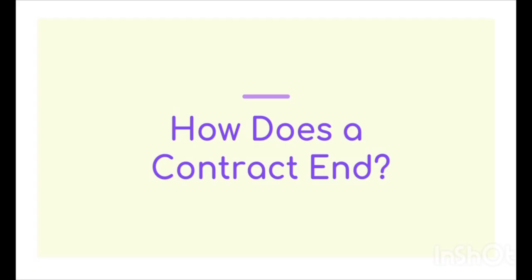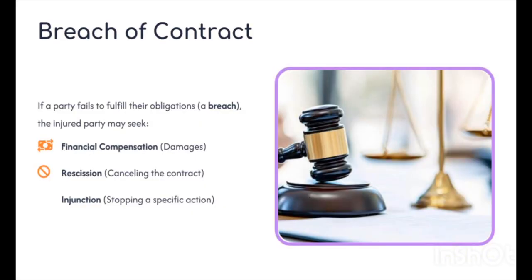Next, the question arises: how does a contract end? Breach of contract. If a party fails to fulfill their obligations, that is a breach. The injured party may seek financial compensation, that is damages; rescission, canceling the contract; and an injunction, stopping a specific action.